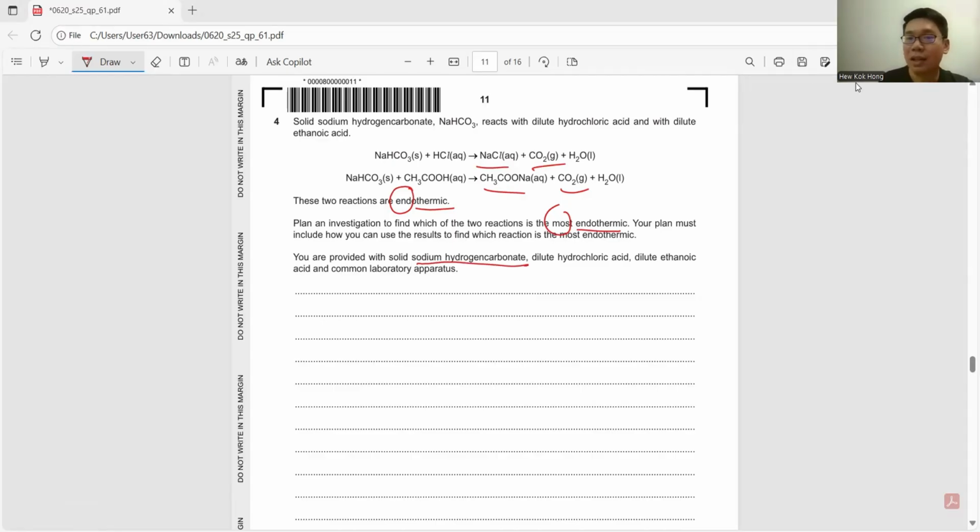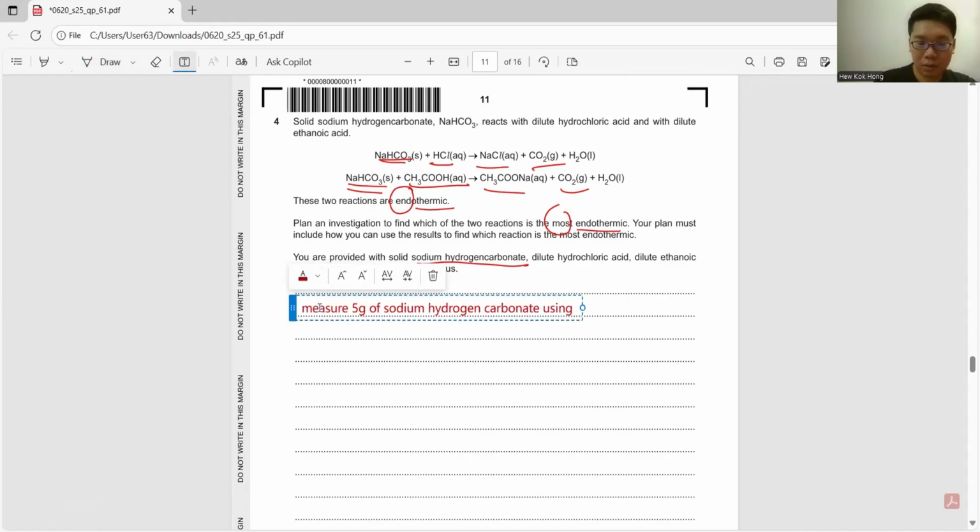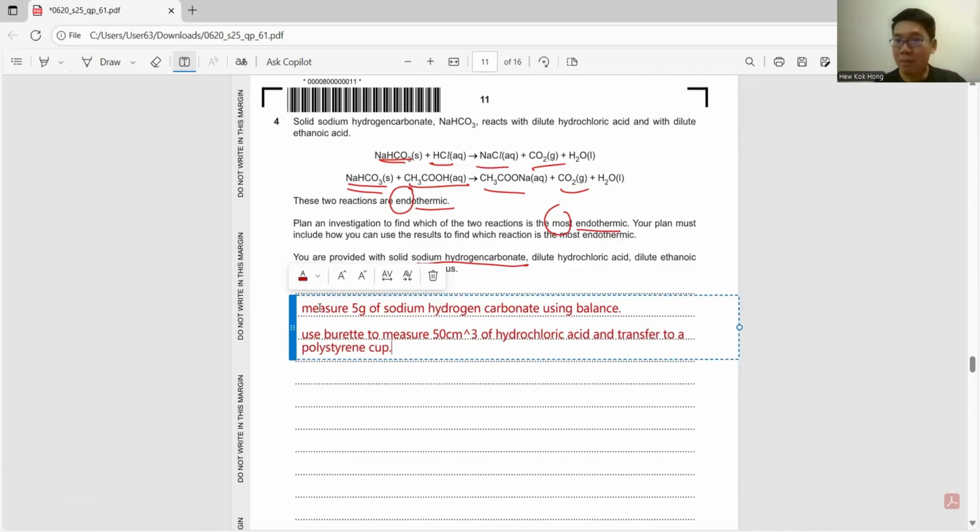So we see the thing that we change here is we're using different acid. So that's why the mass of sodium hydrogen carbonate must be fixed, and also the volume and concentration of acid must be constant. So these are the things that we need to fix. So make sure you write clearly in the experiment. So we measure the mass of sodium hydrogen carbonate, then we measure the volume of acid. After measuring, we transfer it to a polystyrene cup. Why we do not use a beaker is because this involves changes in temperature. So we need to prevent heat transfer in or out of the container. So polystyrene is an insulator, a better option.